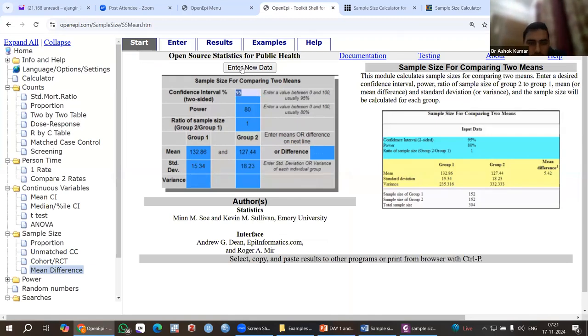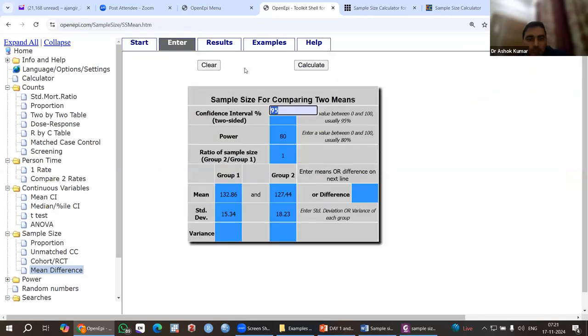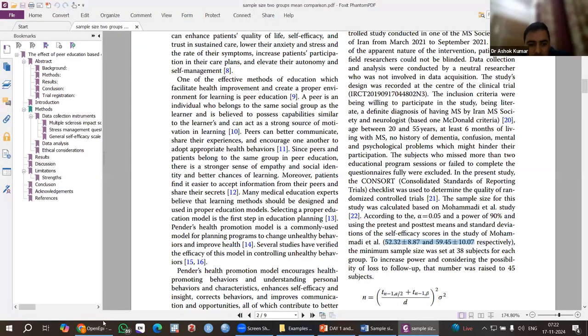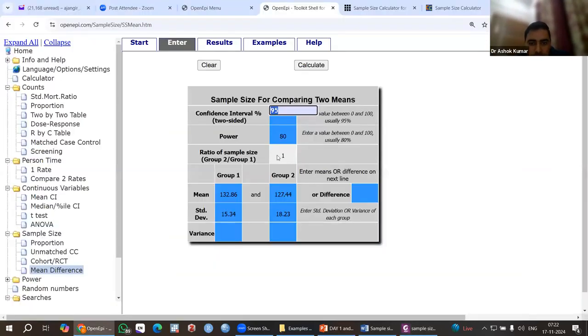So I have to enter data. I have to enter new data here. This is 95%, power 80%, but here they have taken 90%. So I have to click 90 here. Okay, 90%. Ratio of group size, group 2 divided by group 1, it is 1, always. Then we have to enter mean and standard deviation.